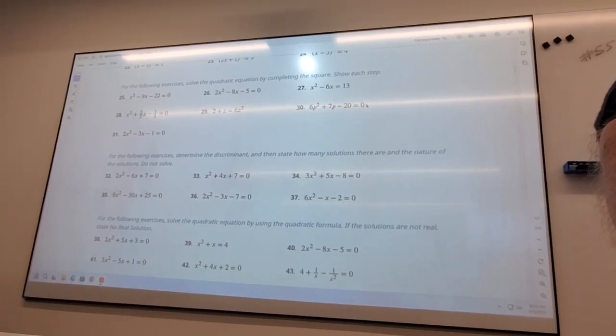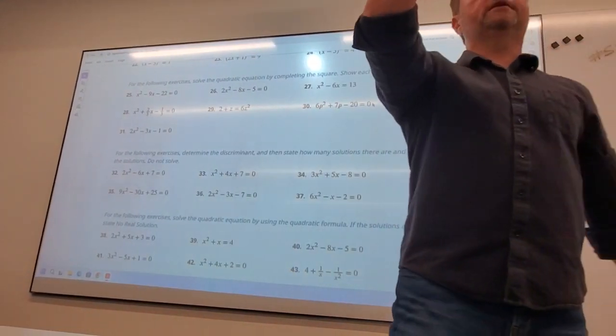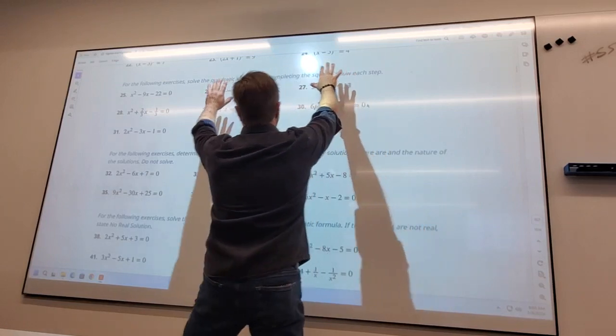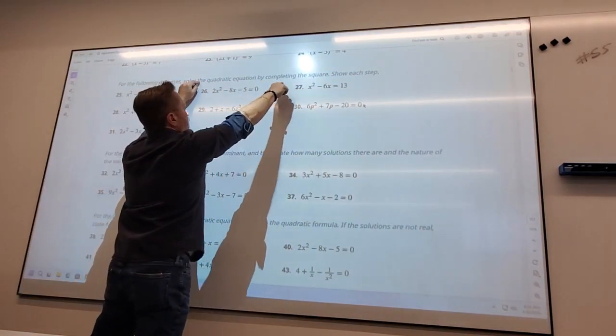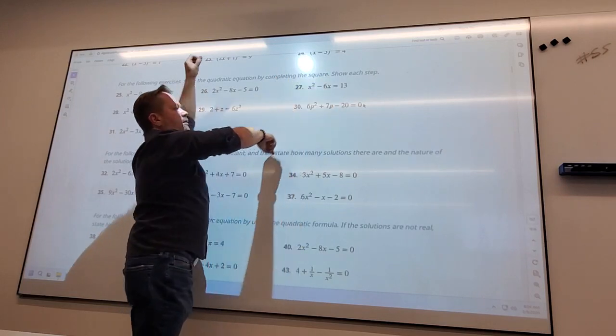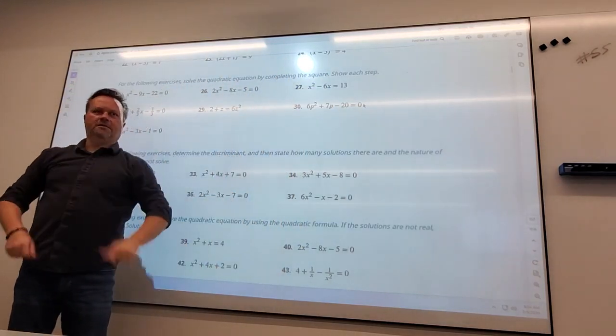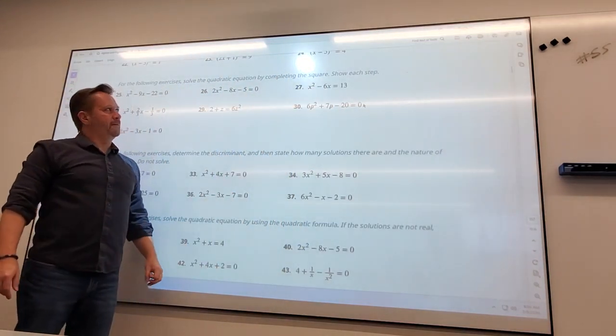When you're given this kind of problem, first step, what's the instructions? Solve it. If it just said solve, I would try to factor it. But it says by completing the square. So each step. Yep.